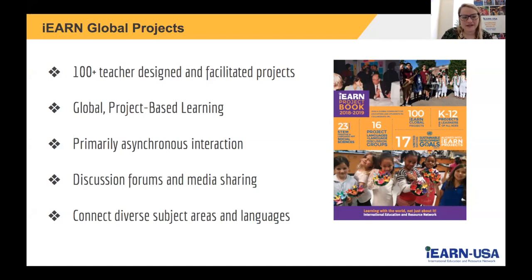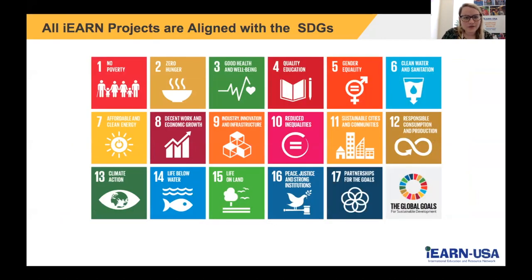iEARN projects connect to diverse subject areas and languages, and they also all align with one of the 17 Sustainable Development Goals. This is something that iEARN is very proud of. In the last few years, we've been able to align all of our projects with the SDGs. In the 30 years of iEARN's existence, all of the projects have answered the question of how will this project improve life on our planet? And now we are able to formally align them with the UN Sustainable Development Goals.